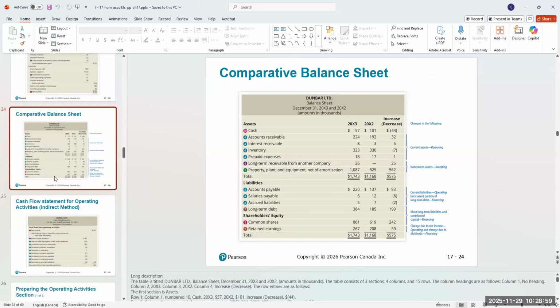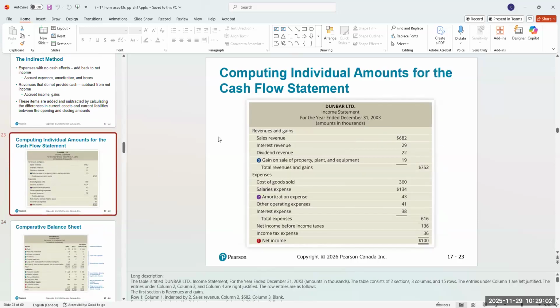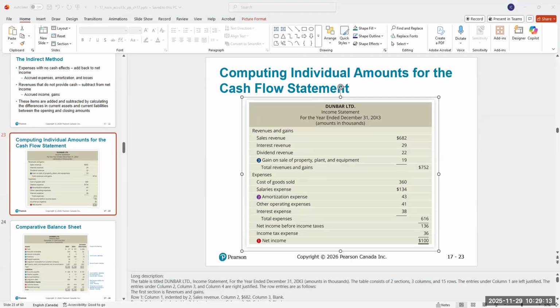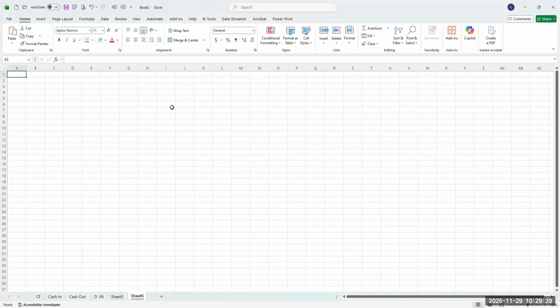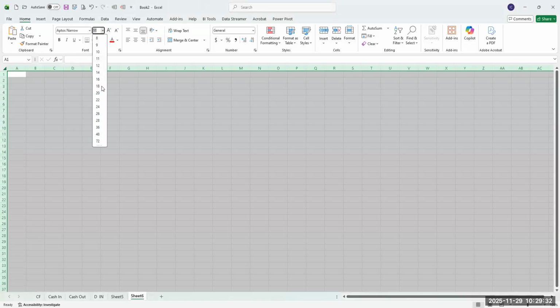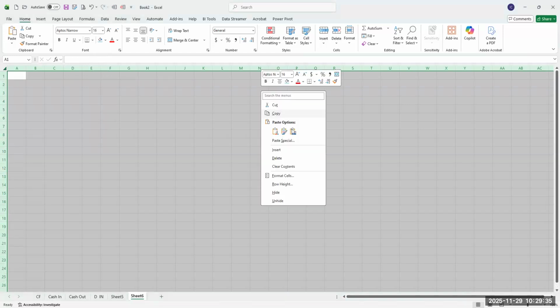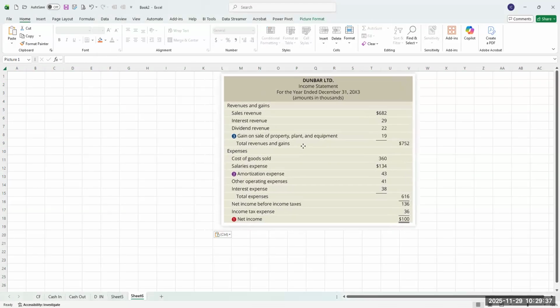And after that, the preparation of the cash flow statement. Let's start with this first. I'm going to flip it to the Excel spreadsheet that we already have. And let's keep in mind what we talk about this calculation. Okay? So let's flip it here. Let's make this one bigger first. And let's flip it as a picture right here.